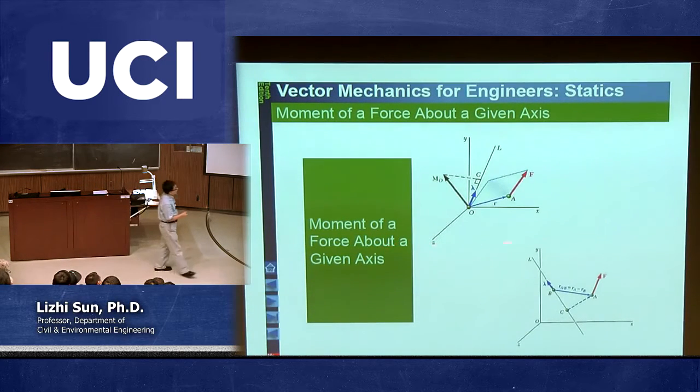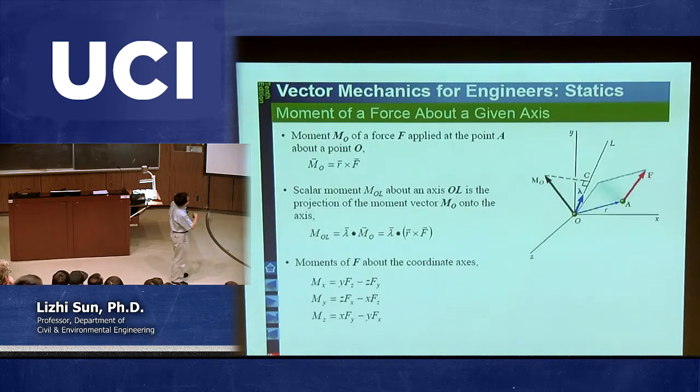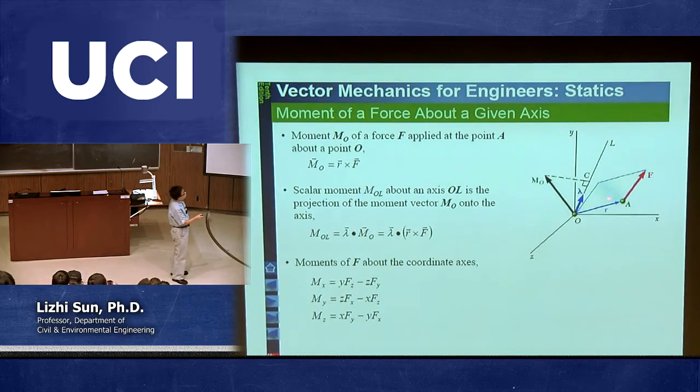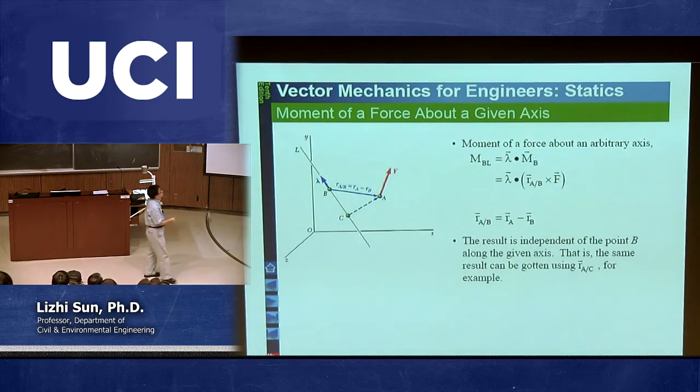In order to calculate the moment of an arbitrary force vector about another arbitrary given axis, what you need to do is to follow this equation. Let me show you that equation. This one. So this is the moment of a force F about a given axis with a unit vector called lambda. Let me give a more general one. This is the more general one, right? So this is the equation for us to calculate the moment of a force about a given axis.